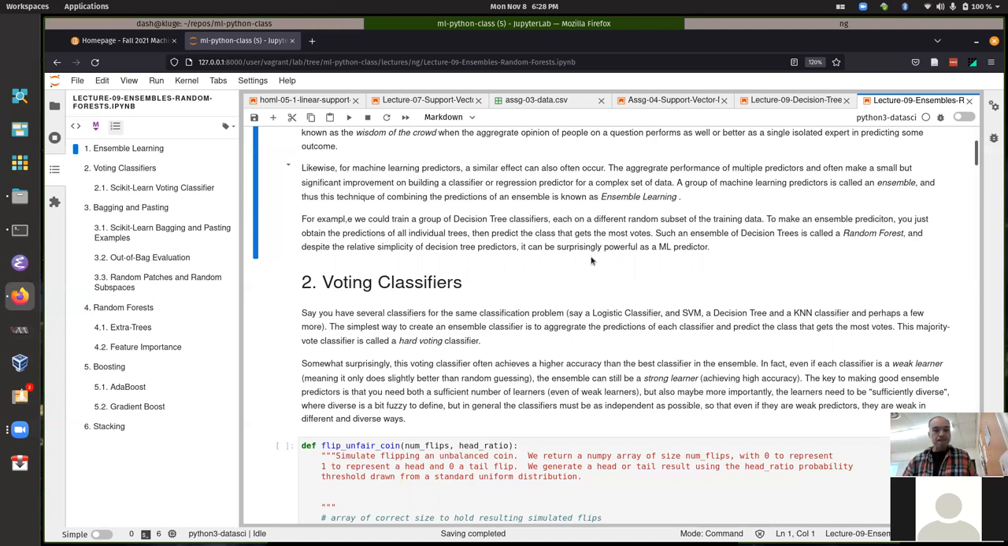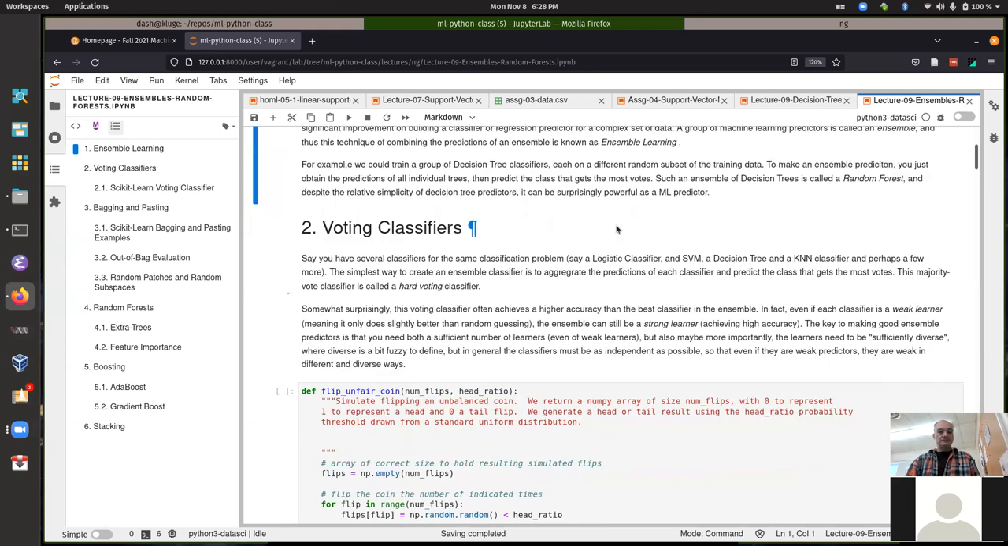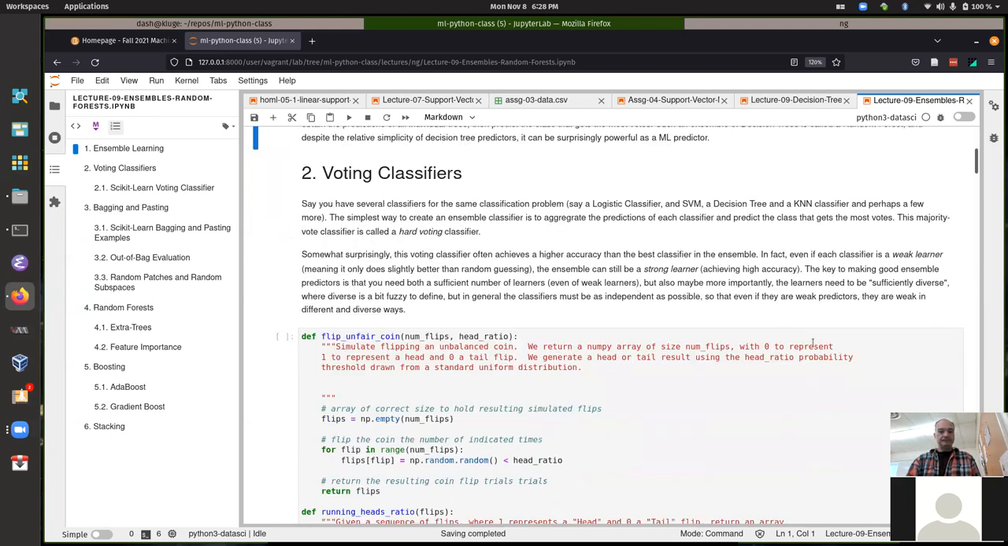So that means using different values of metaparameters for different tree classifiers in your ensemble. Okay. So if you just take the majority vote, when that's possible to do, that's known as a hard voting classifier.